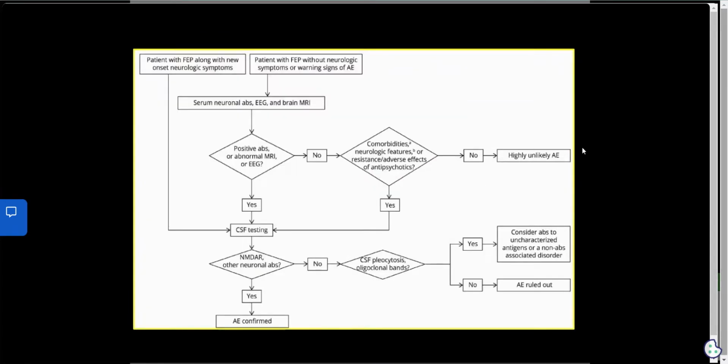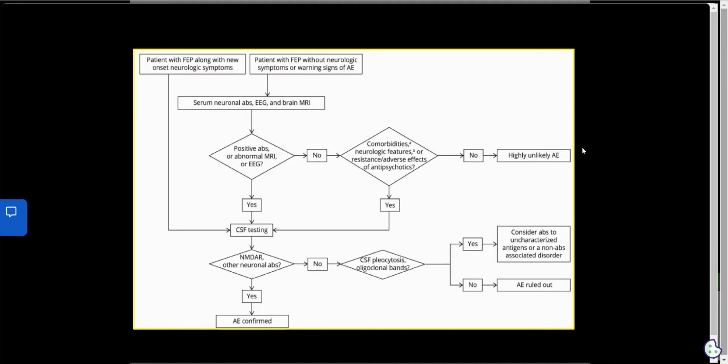This is another algorithm proposed in that paper, which suggests tests that could be done when patients are presenting with a first episode of psychosis. And in those patients who do not have additional neurologic signs, they propose starting with serum neuronal antibodies, EEG, and brain MRI. And if any of those are abnormal, then to go on to CSF testing.